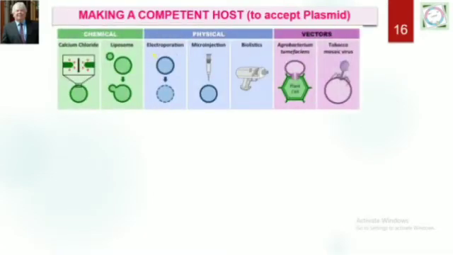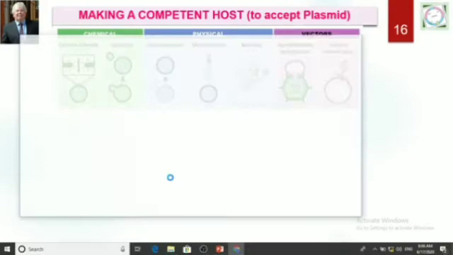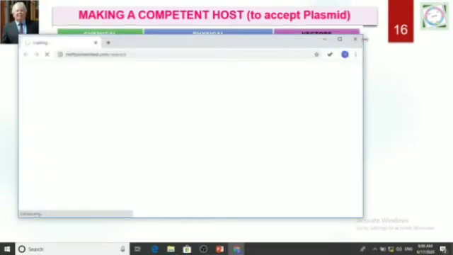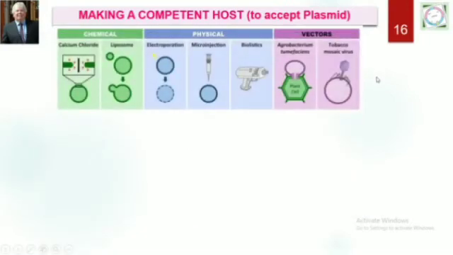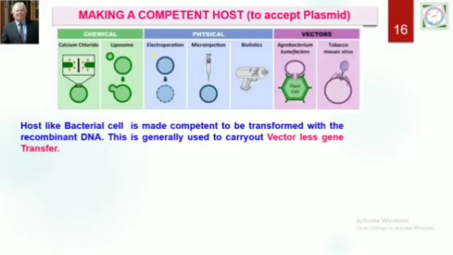Now let us see. We have got the recombinant DNA, and what are the ways to make them competent? That means they should be able to accept the plasmid. There are some methods like chemical method, physical method, and vector method. Already we have discussed vectors, how Agrobacterium tumefaciens or bacteriophage transfers. First of all, the host like a bacterial cell is made competent to be transformed with the recombinant DNA.